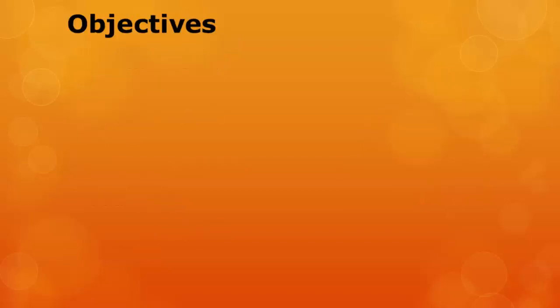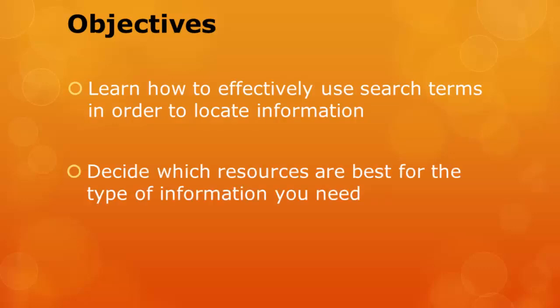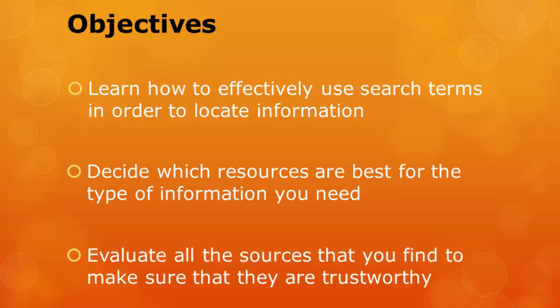In order to get all the information that we need, you're going to learn how to effectively use search terms in order to locate information, decide which resources are best for the type of information you need, and evaluate all the sources that you find to make sure that they are trustworthy. We want to make sure you're getting the most accurate information possible to ensure that your beehives are successful. We're going to be completing lots of practice steps together before you do some research on your own, so make sure that you're following along.